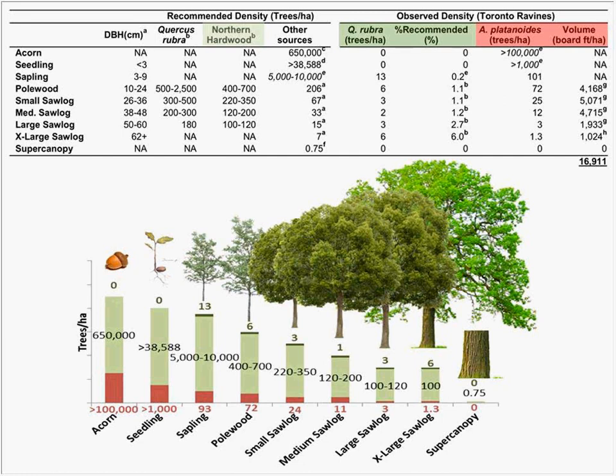found in the ravine. So if we walk through this, this is per hectare. There's information on how many acorns you'd need. A good mast year would be about 650,000 acorns per hectare per year. Other masting species, of course, last year we did a research study on this and found very low numbers of acorns.